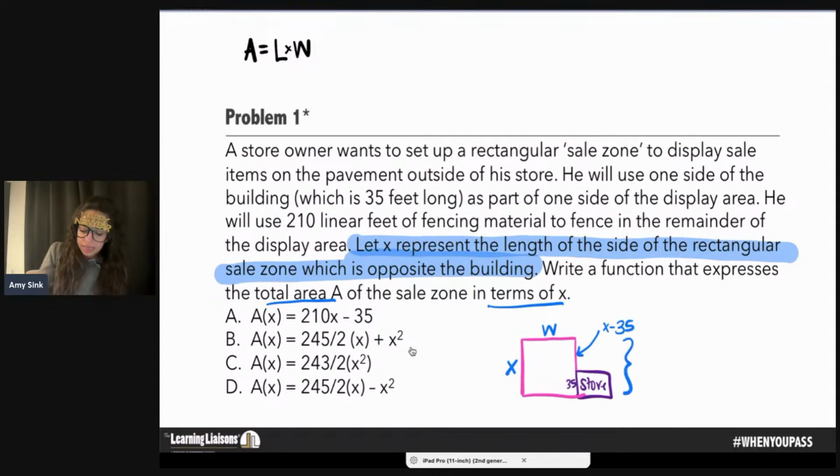Like if this whole thing is X and the store is 35, then I can take X, subtract that 35 out, and that gives me that piece. Elementary people, that's just your part-whole model.